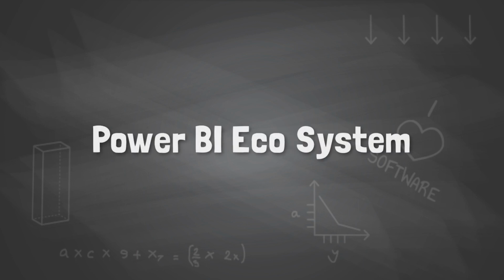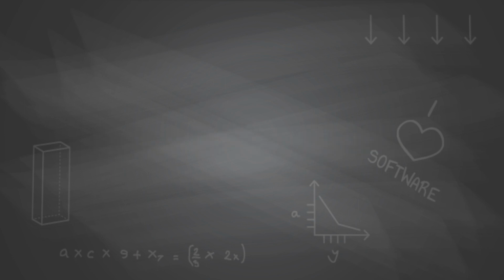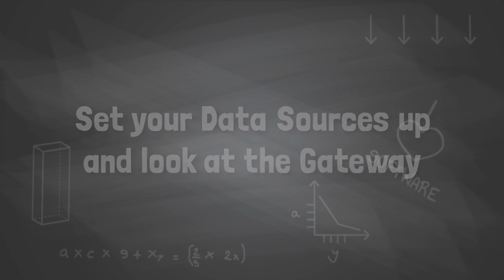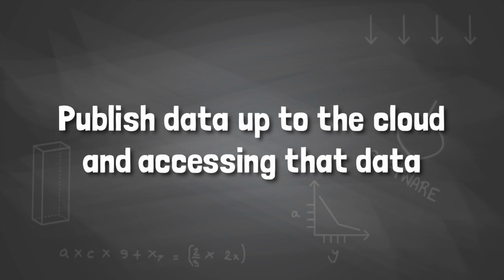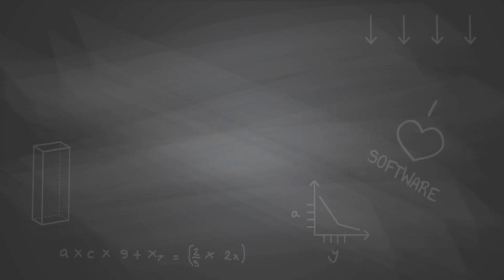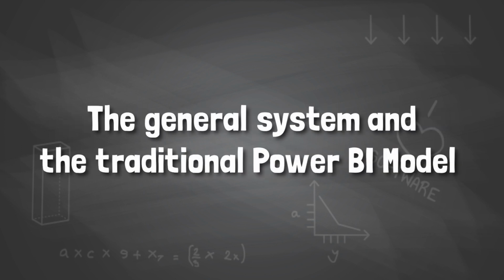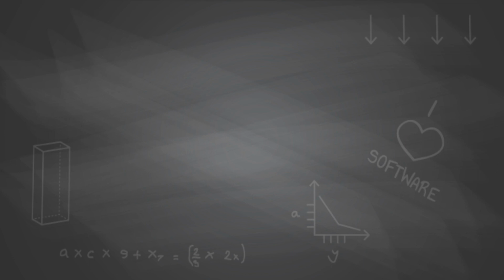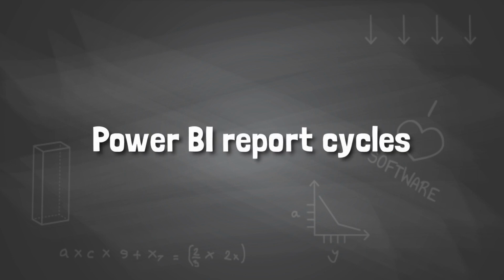We're going to talk a bit about the ecosystem around how Power BI is made up, covering how you can then set your data sources up, how you can look at the gateway, how the gateway can then publish the data up to the cloud and then accessing that data. So we'll look at the system in general, we'll look at the traditional Power BI model, we'll look at creating a report, we'll look at that data source being able to do an ad hoc analysis, and then looking at the Power BI report cycle.